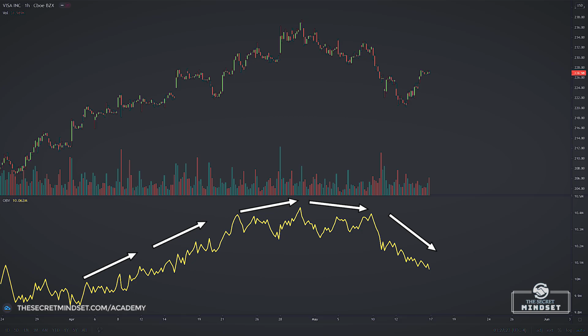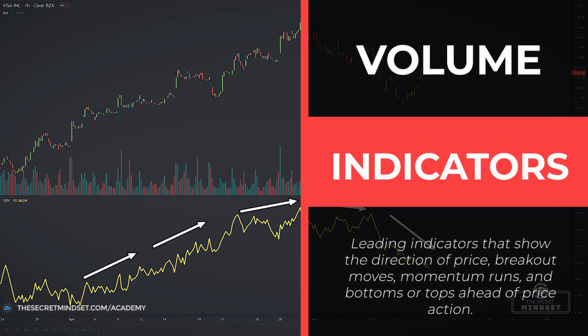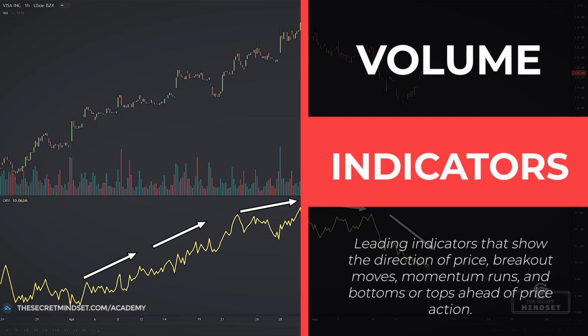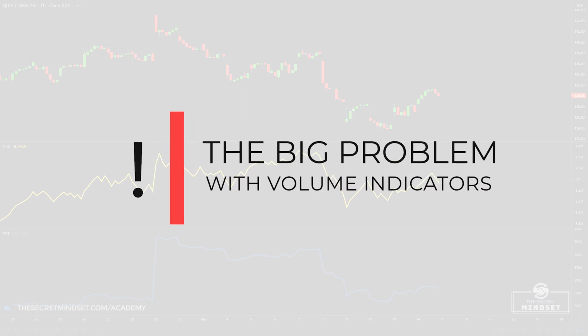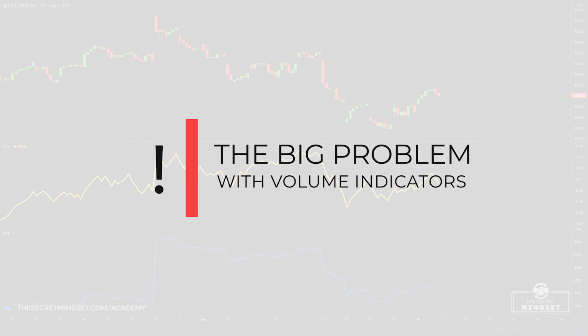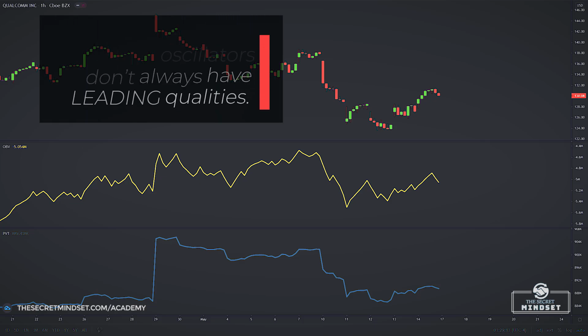Instead of signaling overbought or oversold price action, volume oscillators provide far more valuable information about what is going on with the stock price before the price actually moves. This gives traders a leading indicator that shows the direction of price, breakout moves, momentum runs, and bottoms or tops ahead of price action. But there's a small problem. Most volume oscillators you probably use, like OBV or money flow, don't always have leading qualities.